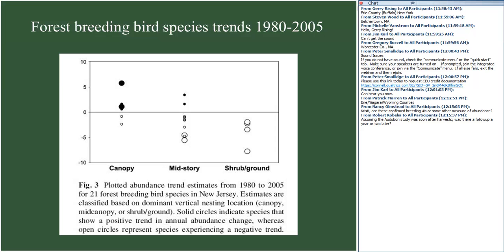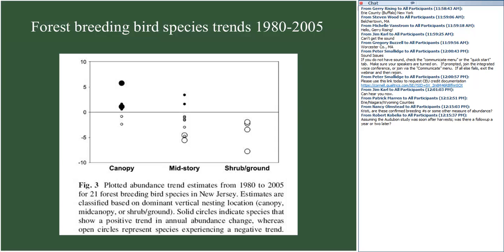Here's another study that was conducted in New Jersey, again looking at forest breeding bird species trends. This is from 1980 to 2005, looking at the nesting location, categorizing how many breeding bird species were present in the different layers of the forest. So you can see that canopy nesters are tending to increase. That's the trend, to have them increase or stay the same.